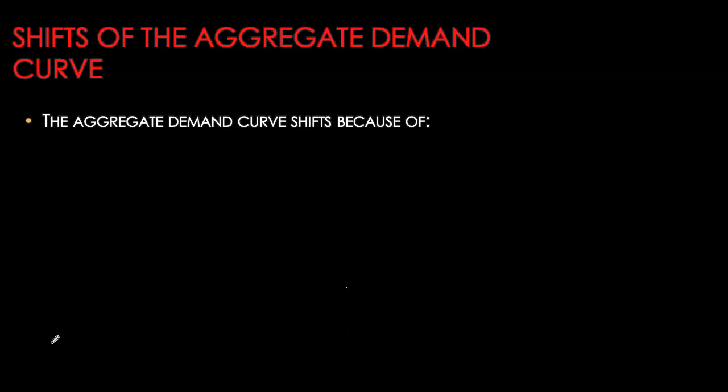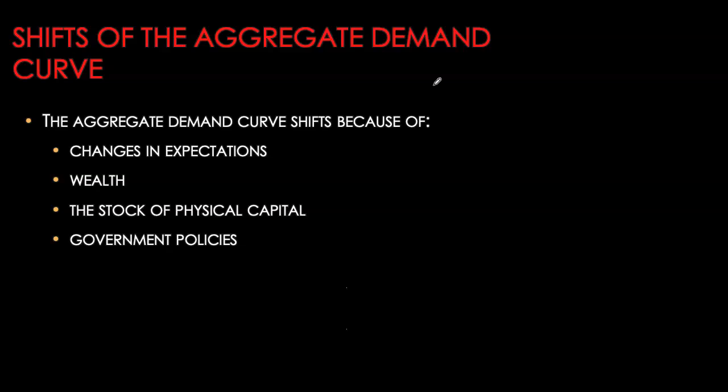Now, movement along the aggregate demand curve is because of changes in the aggregate price level. But what causes the aggregate demand curve to shift? Shifters could be changes in expectations, wealth, stock of physical capital, government policies like fiscal and monetary policy. When any of these factors change, it will cause our overall aggregate output demanded to be higher or lower, thereby generating a shift in the aggregate demand curve.